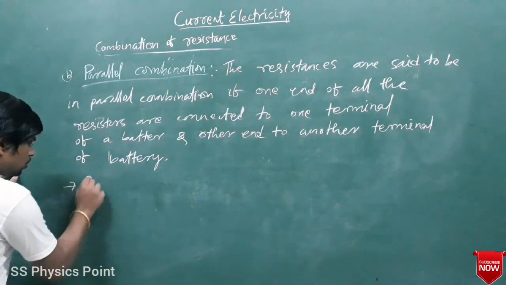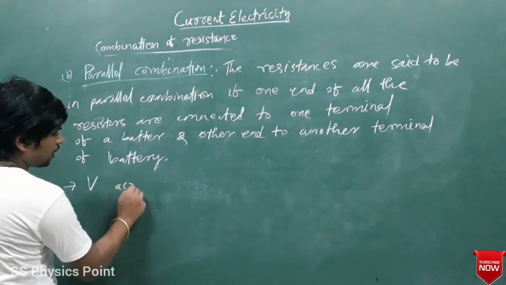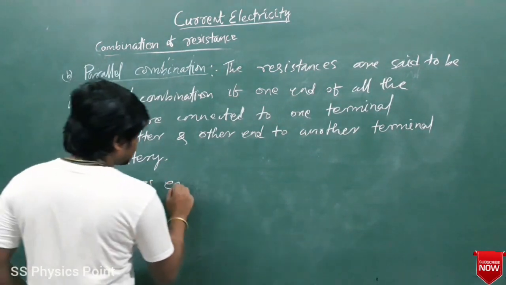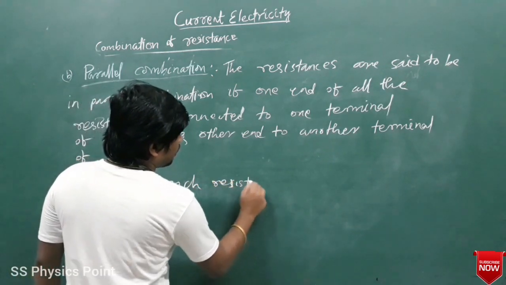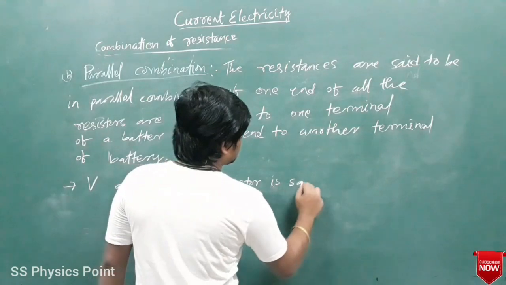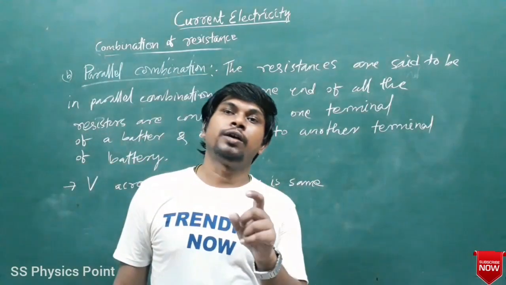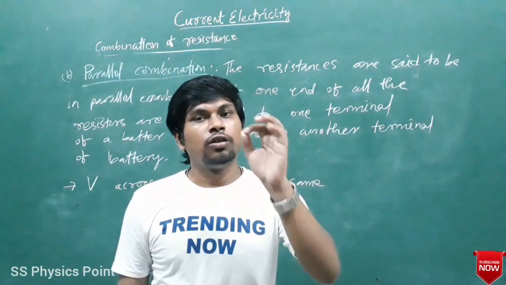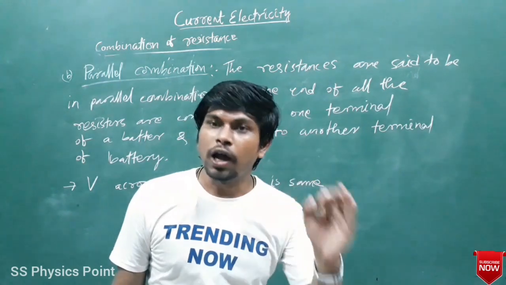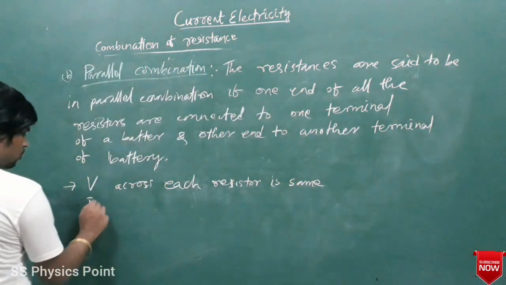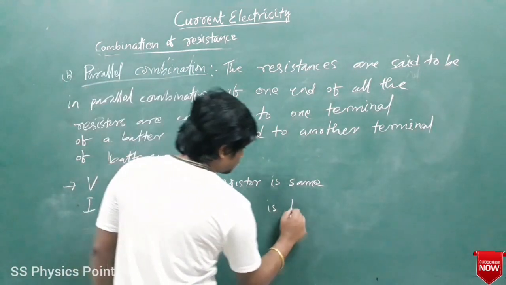Remember here the potential across each resistor is same. Remember, potential drop across each resistor is same. In parallel combination, remember the potential drop across each resistor is same, while the current across each resistor is different.